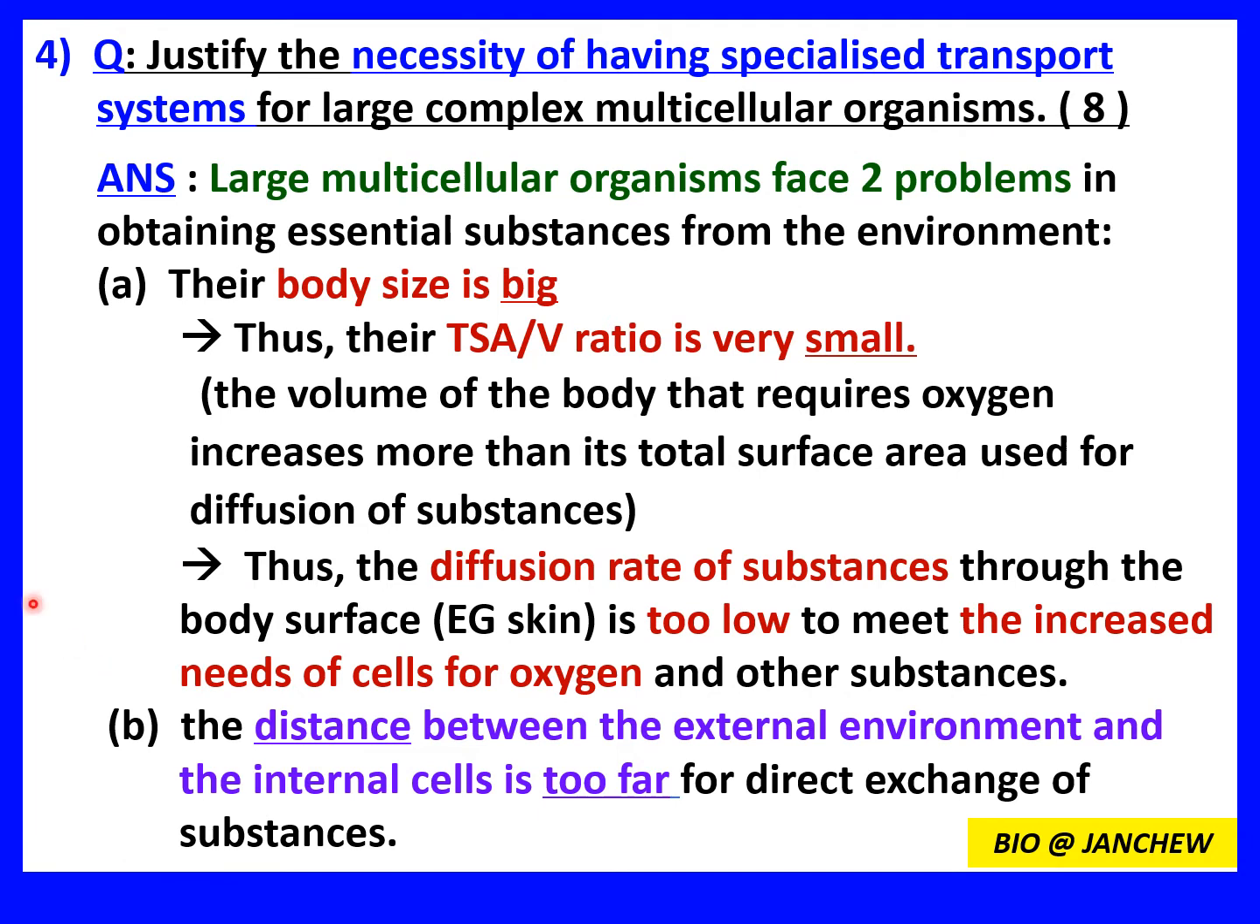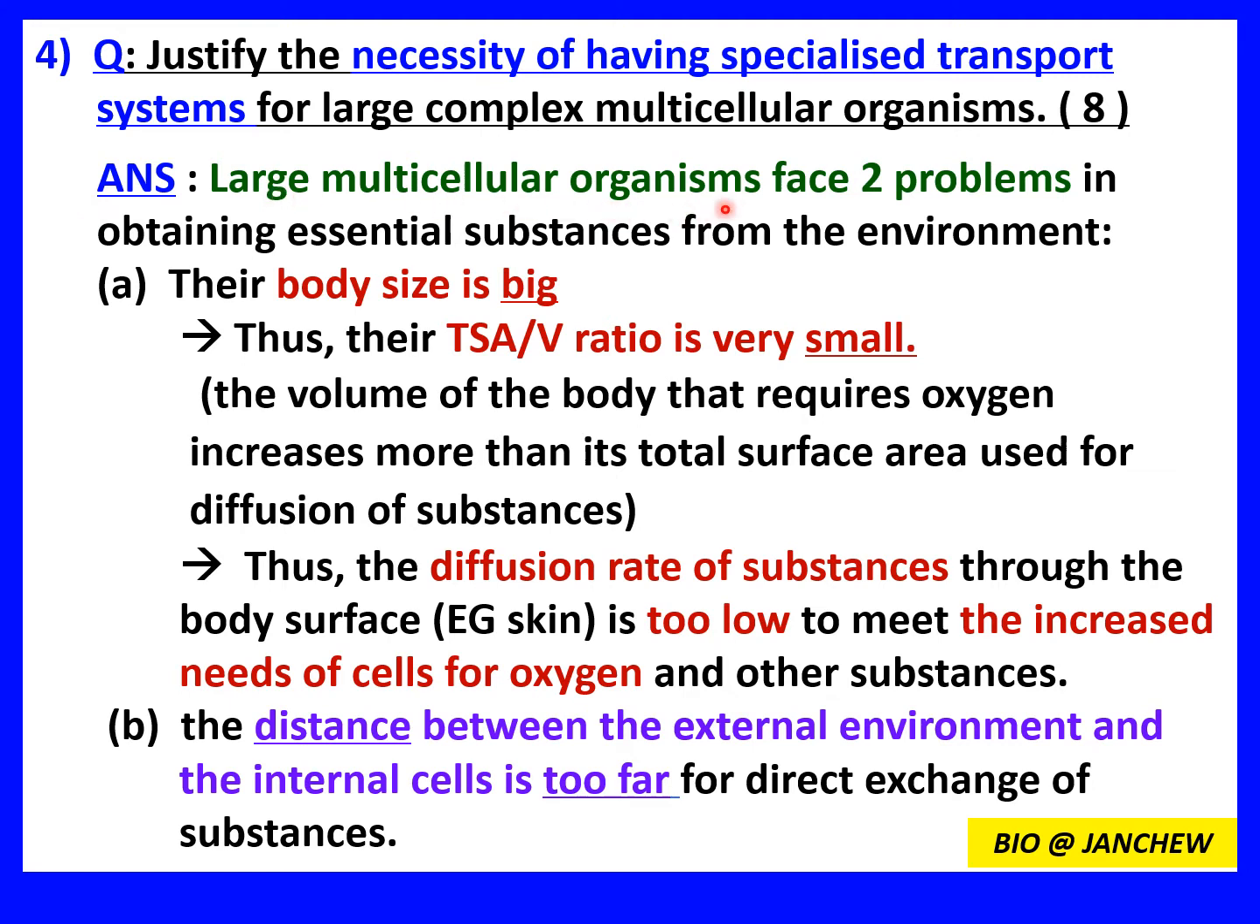So here is a learning outcome which can also come out as a question in the essay section or structured question. So let's try and answer it. Now we've already discussed this in the previous slide when we talked about the elephant just now. So I'll just read through this very quickly, and you can take note of the points given here. Justify the necessity of having specialized transport systems for large, complex, multicellular organisms. 8 marks, right? So the answer is like that.